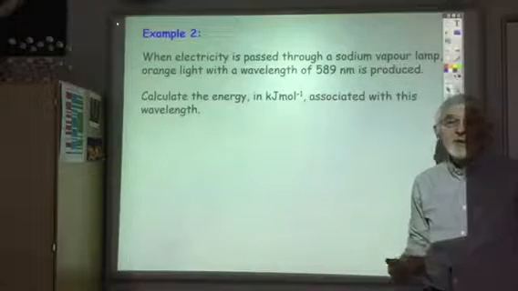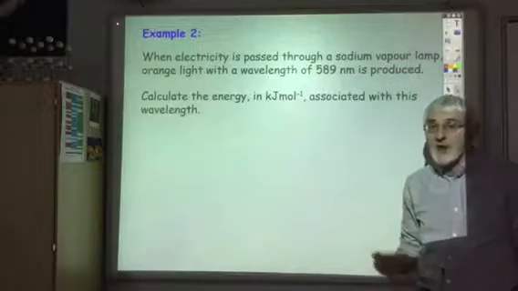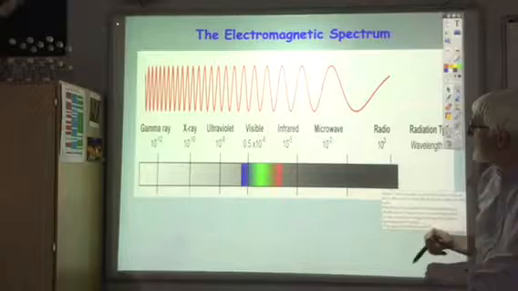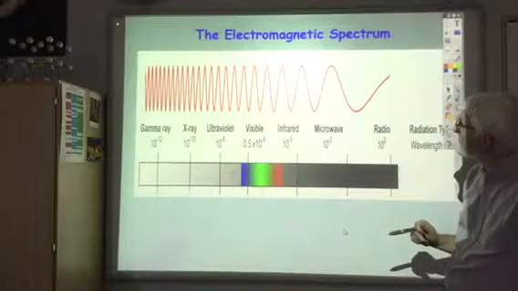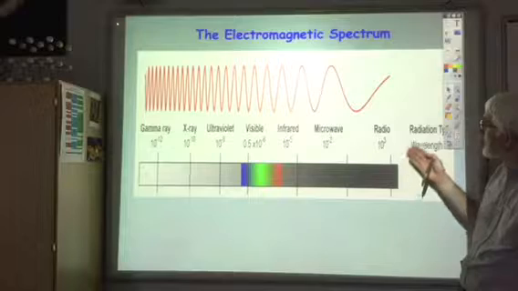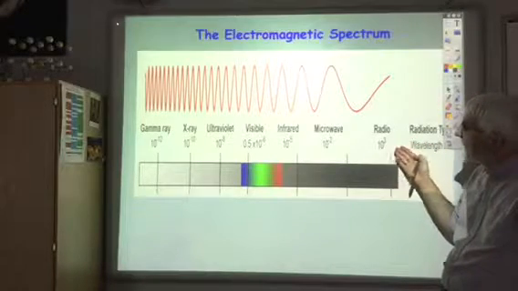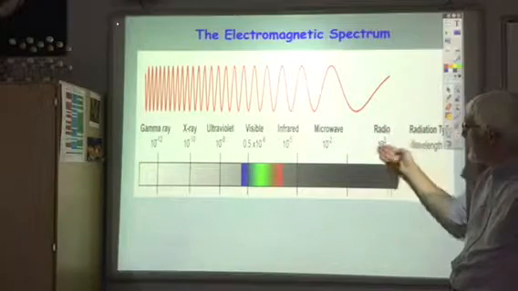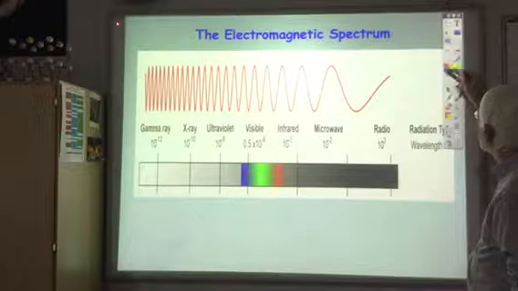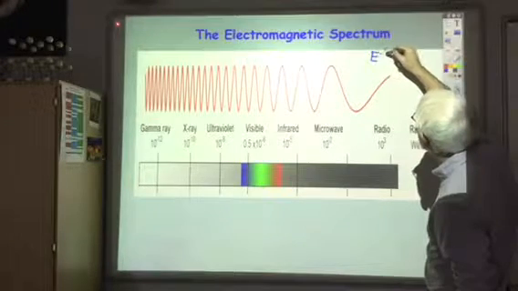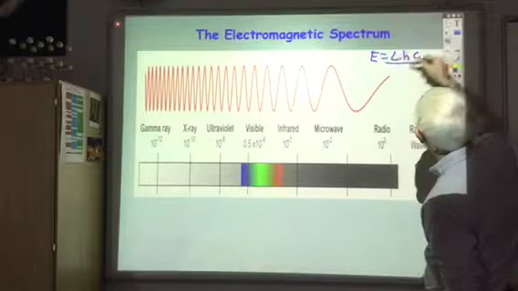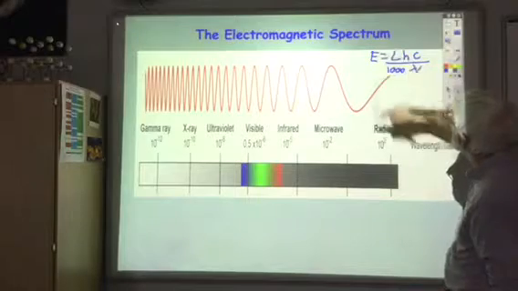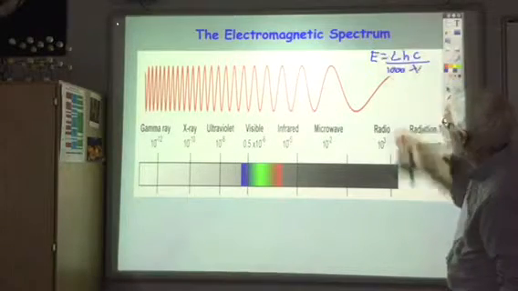Okay, so hopefully by now, given the wavelength, you can work out the energy associated with a type of radiation. So let's look at the electromagnetic spectrum again, and consider the energy of these different types of radiation. Here we've got very long wavelength, and of course, if you consider how you work out the energy, LHC over 1000 lambda, if the wavelength is big, the energy will be small. If the wavelength is small, the energy will be big.